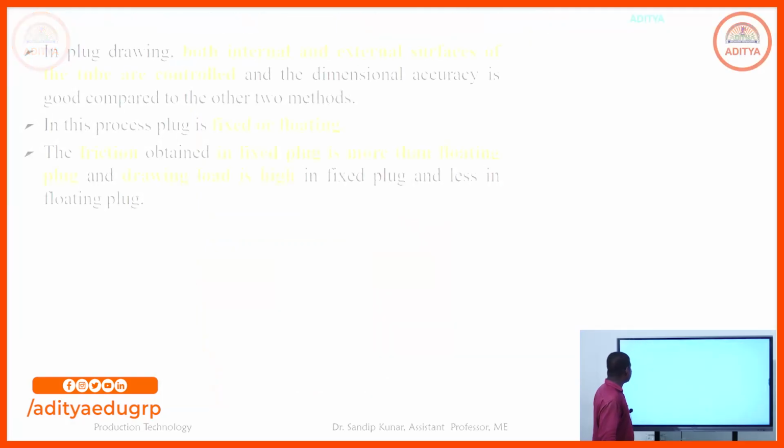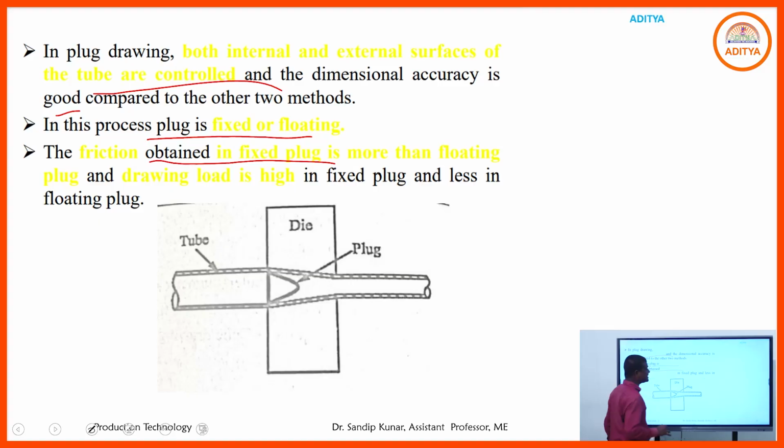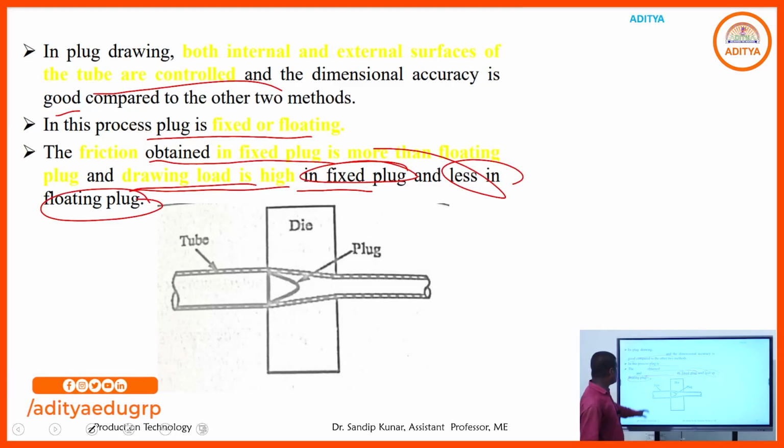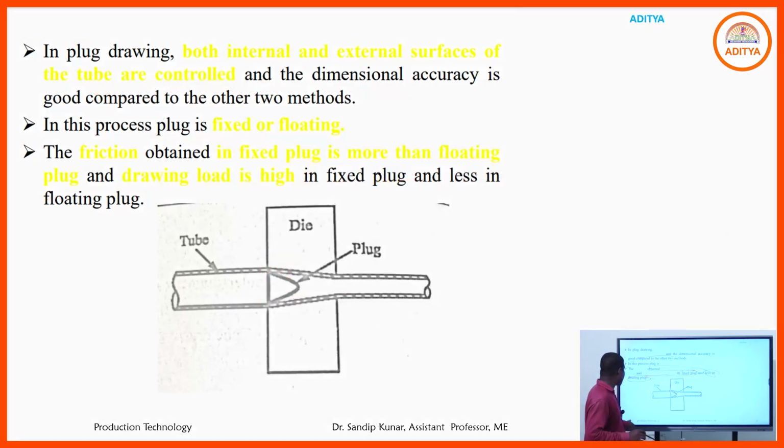In the plug drawing process, both the internal and external surfaces of the tube are controlled, and the dimensional accuracy is good compared to the other two methods. The plug is fixed or floating. Friction is more in the fixed plug than in the floating plug, and the drawing load is also high in the fixed plug and less in the floating plug. Here is the plug and the die. When the tube passes through, both the internal and outer diameter are reduced in the plug drawing process.